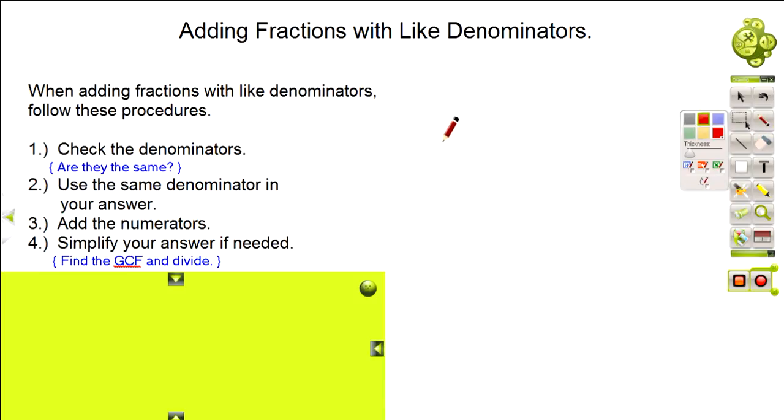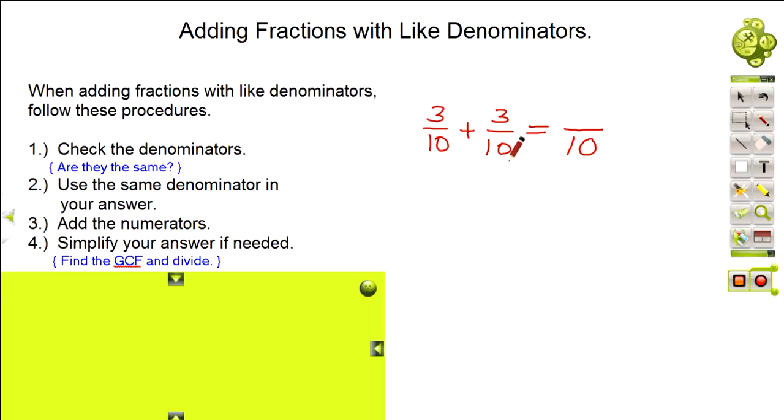Let's try 3/10 plus 3/10. Our first step, of course, is to check the denominators. Are they the same? Again, we've designed our own problem so we have common denominators. All you need to do is bring the denominator over and keep it the same.